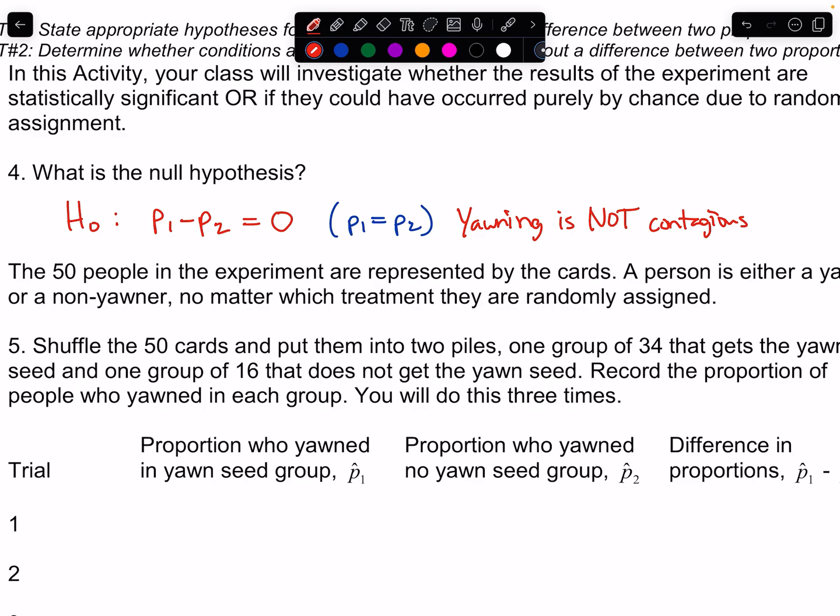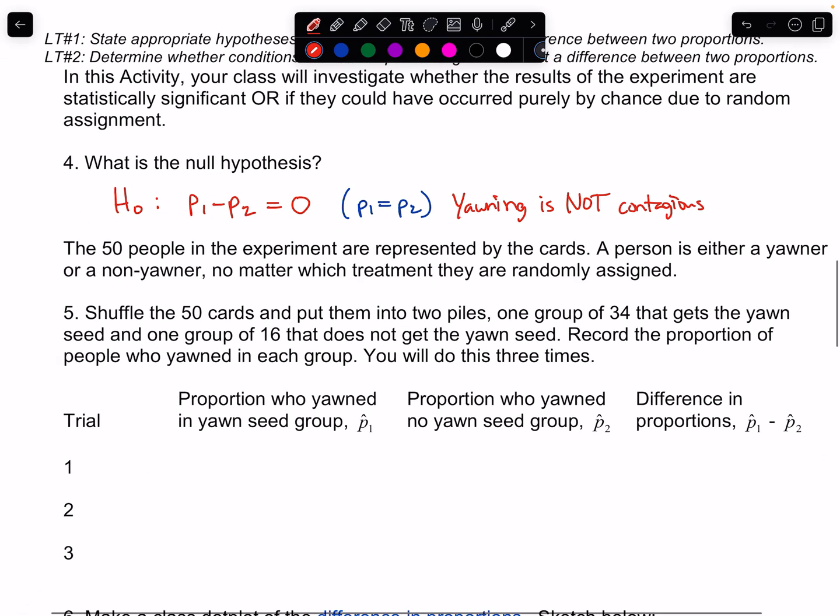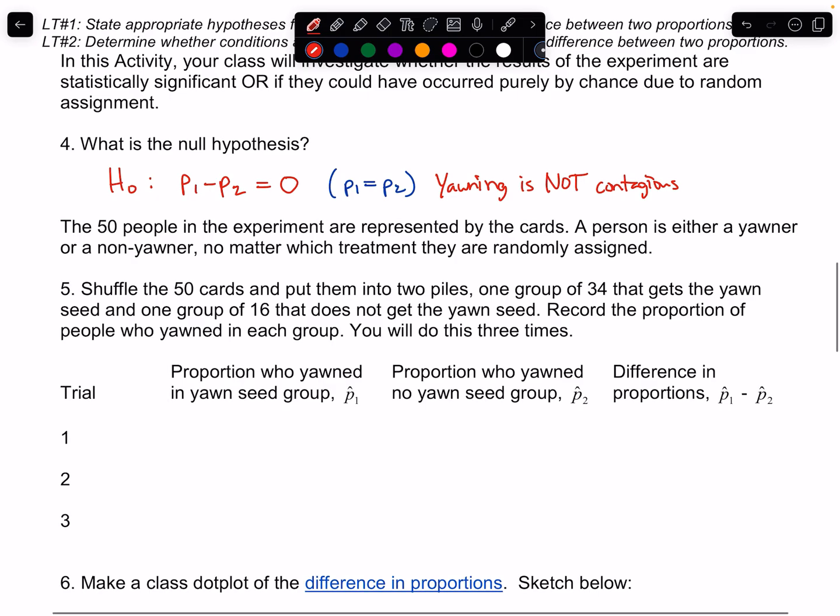So we're going to assume that yawning is not contagious. Whether they had somebody yawn at them in the room before they left, or whether they just walked them in and then left, it wouldn't matter. So it says the 50 people in the experiment are represented by cards. For this part, I'm going to share with you a Scratch code that I built, and I'll show you that in the video here. It says a person is either a yawner or a non-yawner, no matter which treatment they are assigned.